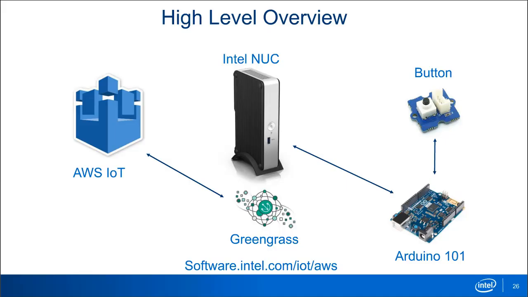So finally, I just want to show you guys how all of this works using a simple demo. Before we dive into the demo, let's do a high-level overview of what we're going to be showing. So at the core, we have the Intel NUC that's running a Greengrass core. And our device in this case is going to be an Arduino 101 that has a button connected to it. When that button is pressed, the Greengrass core updates the shadow state on the device and then sends a message to AWS IoT.